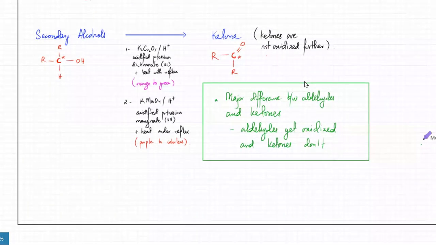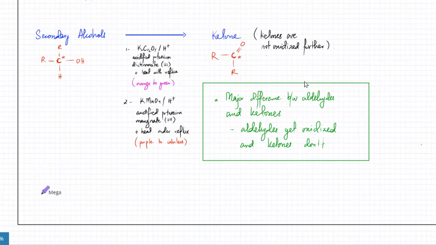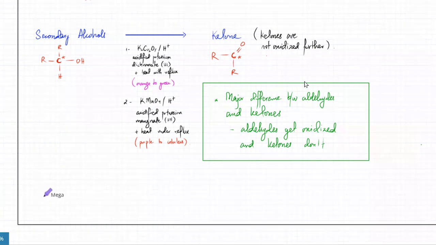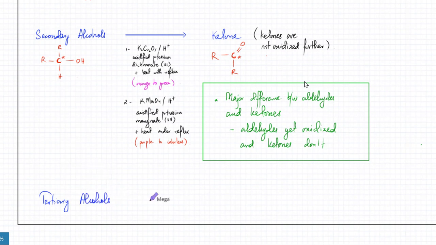Then you have a tertiary alcohol. Tertiary alcohols are not oxidized. So the last one, number three, tertiary alcohols. You don't have to write anything about this. Tertiary alcohols are not oxidized, and they're very resistant to oxidation.